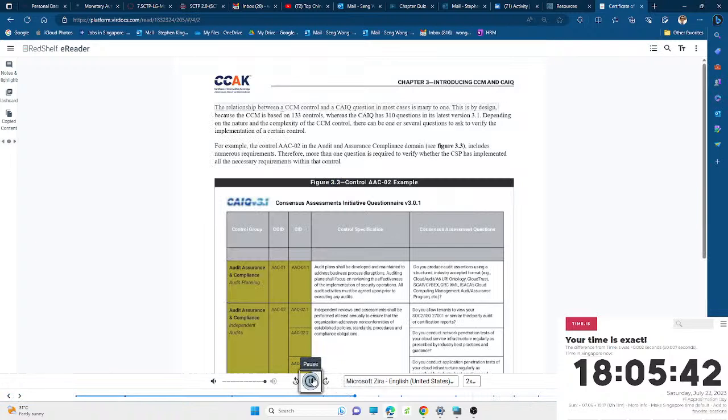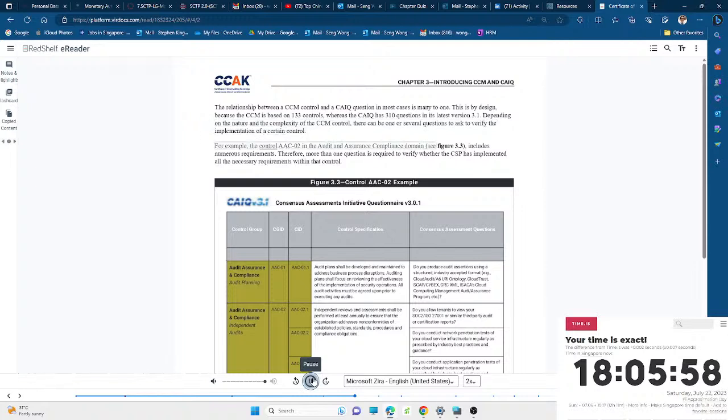The relationship between a CCM control and a CAIQ question in most cases is many to one. This is by design, because the CCM is based on 133 controls, whereas the CAIQ has 310 questions in its latest version 3.1. Depending on the nature and the complexity of the CCM control, there can be one or several questions to ask to verify the implementation of a certain control.